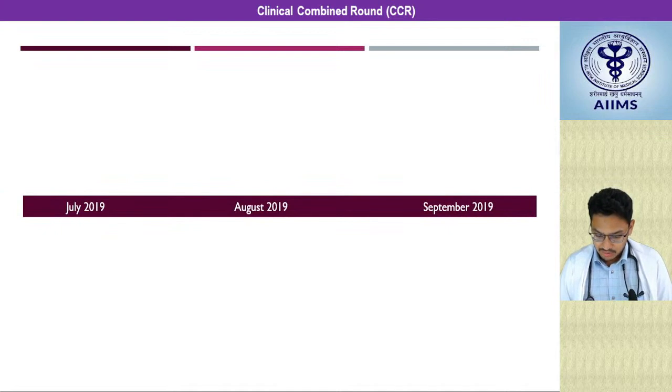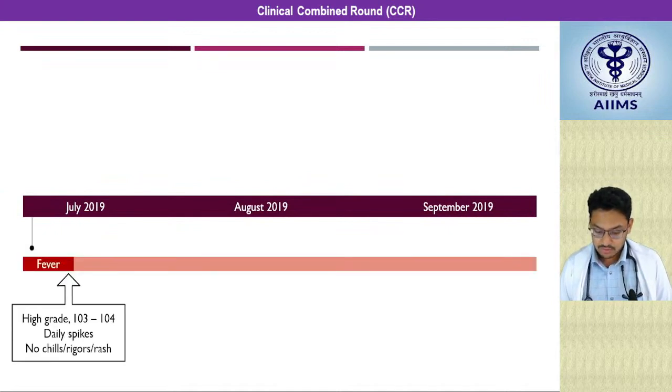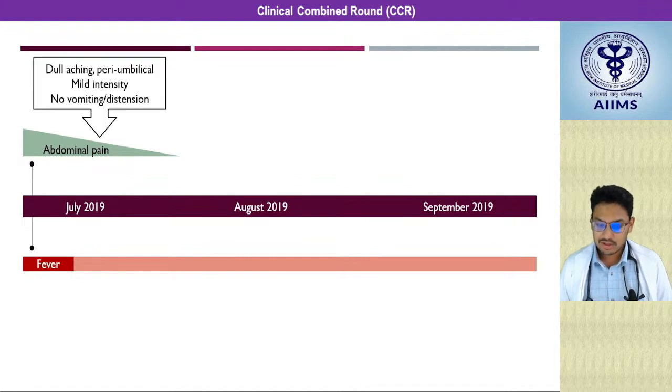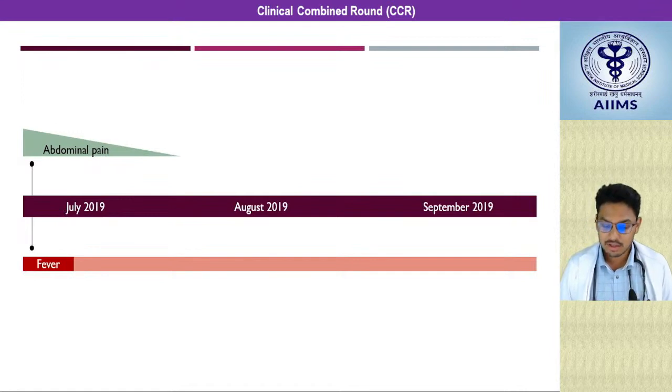In July, the patient initially presented with a history of fever which was high grade, with daily spikes of 103 to 104 degrees Fahrenheit, although there were no chills, rigors or rash. Along with the fever, during the first 10 days of onset of symptoms, she had abdominal pain which was dull aching, periumbilical, mild in intensity, with no other gastrointestinal complaints.